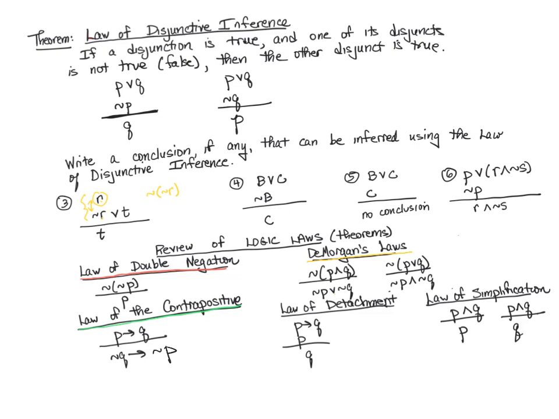And finally, the law of detachment was our last lesson. If a conditional is true and its antecedent is true, then the consequent is true. And that's only if the antecedent is true.